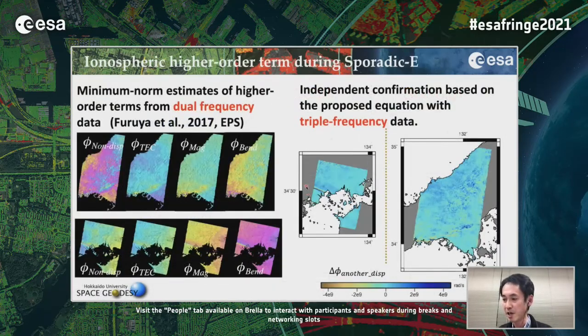And this is another application of the triple frequency measurement. In 2017, we inferred high order ionospheric phase from dual frequency data using the minimum norm approach. On the right is the result of another dispersive phase from the triple frequency formulation. We think these phase changes are significantly different from zero, and this would be an independent confirmation of the presence of higher order ionospheric phase.